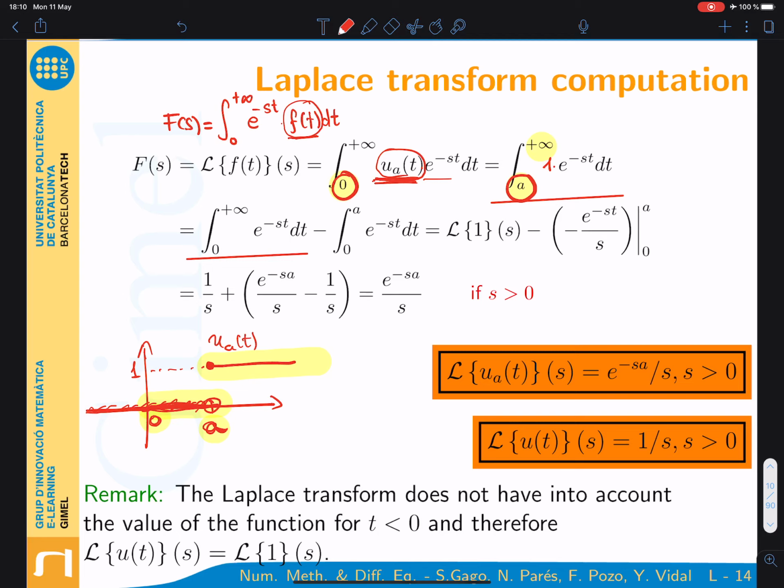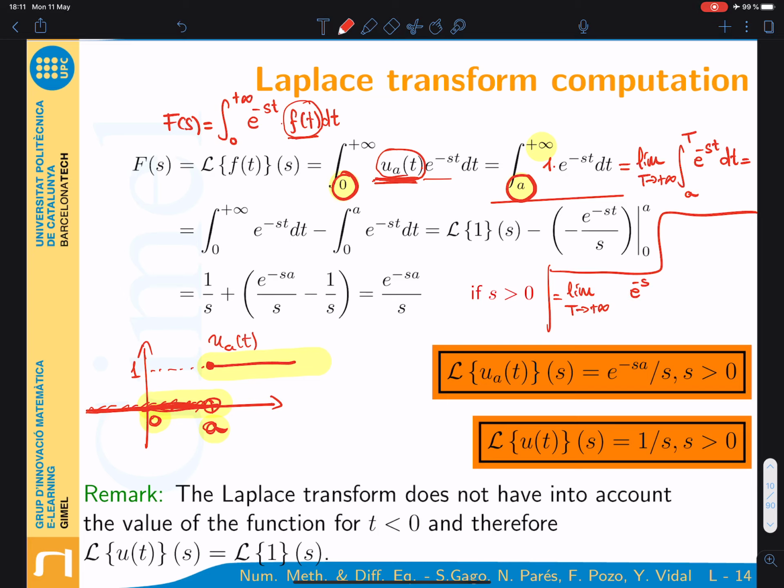I don't know, sorry, this integral should not be here. I think we can do it much easier. So I will compute this, okay? This is the limit when T goes to infinity of the integral between a and T of the exponential. Okay? So I will follow here. This is the limit when capital T goes to infinity, and I will solve the integral now.